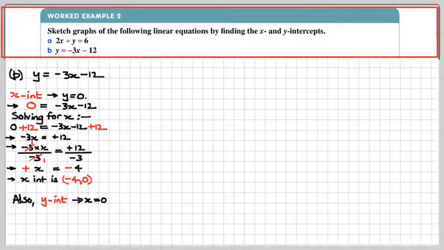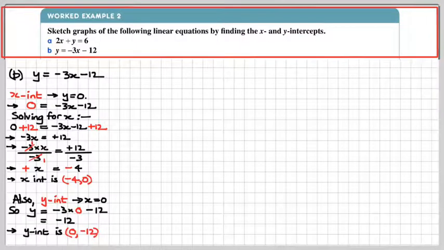Now let's do the y-intercept. That means x is 0, so we're plugging that in as 0: minus 3 times 0, minus 12, which is easy. That just gets us minus 12. So therefore our y-intercept would be x is 0, y is minus 12.